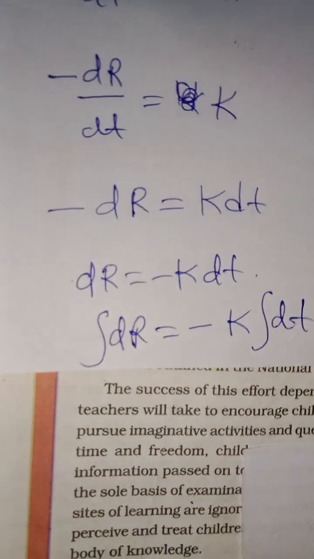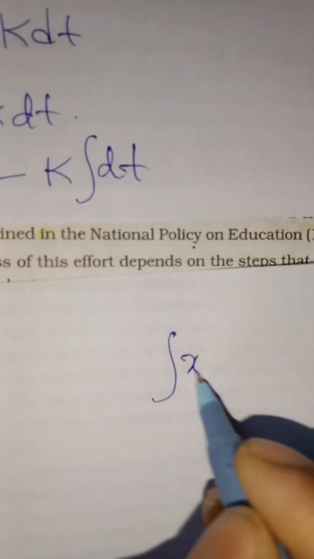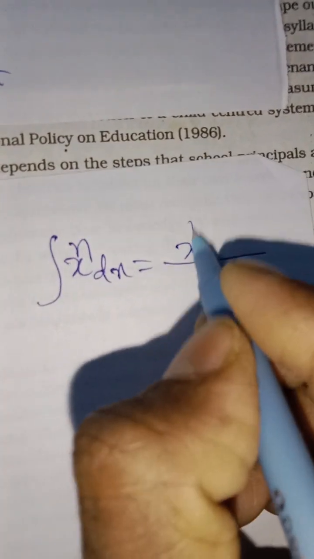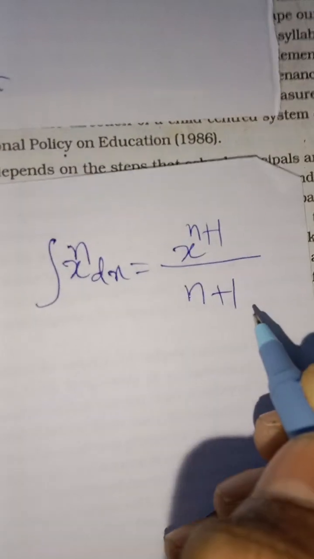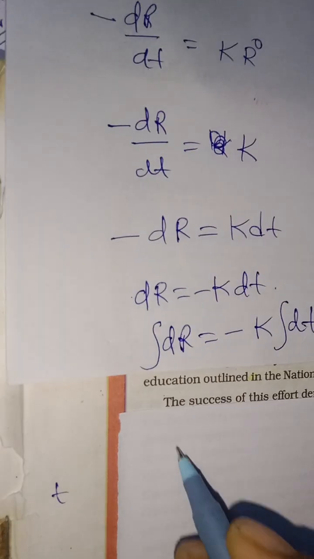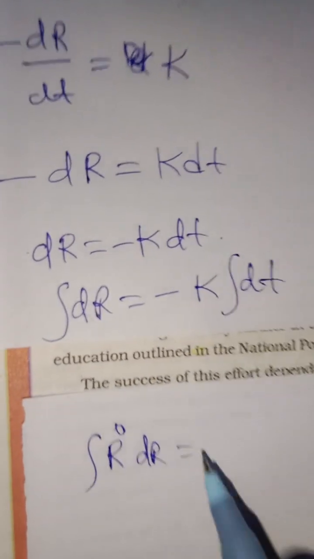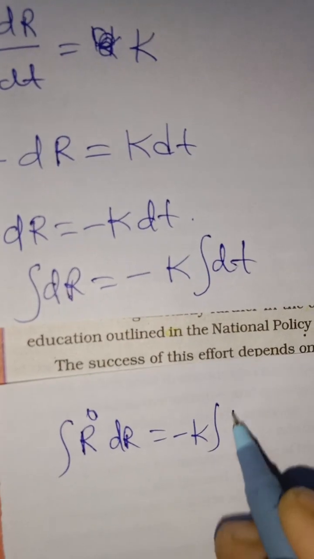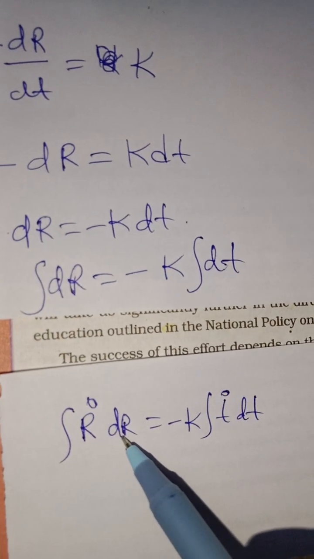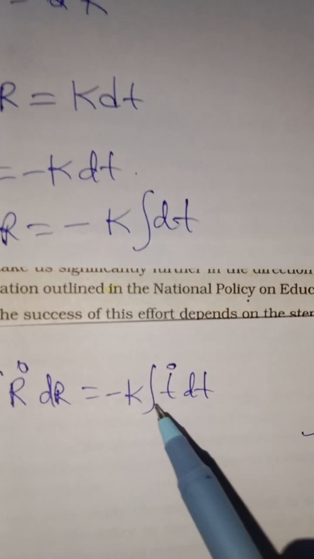In the next step, there is a formula: integration x power n into dx is equal to x power n plus 1 by n plus 1. In this expression we can write integration R power 0 into dR equal to minus K into integration t power 0 dt. Here R power 0 is nothing but 1. 1 into dR means dR itself. Similarly here also t power 0 is nothing but 1. 1 into dt means dt.